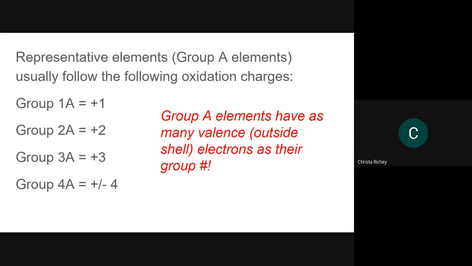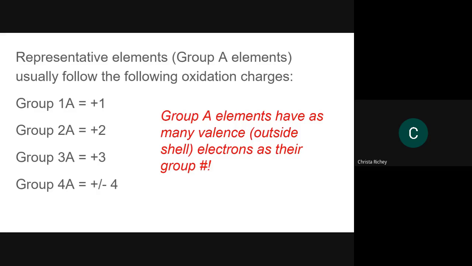Now, group 4 is weird. The carbon group, carbon has very sticky fingers, and it grabs onto everything it can. It literally has 4 hands. It has 4 valence electrons. Sometimes it'll gain 4, and sometimes it'll lose 4, which is why it is a plus or minus 4. It depends on the situation that it's presented with.